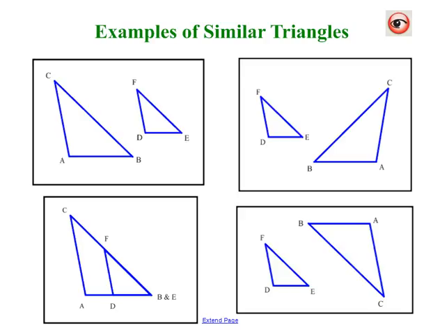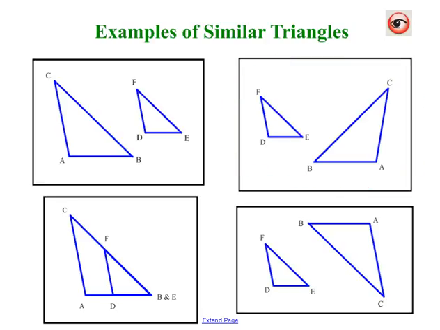Recognizing similar triangles can get a little bit tricky. In our first box, top left, we can see that these two triangles are similar. They have the same shape, but not the same size. Things get more difficult, though, when the orientation of one triangle changes. Let's look at our second box over here. These are the same two triangles, however, triangle FED has been flipped. Would you still recognize these as being similar triangles?